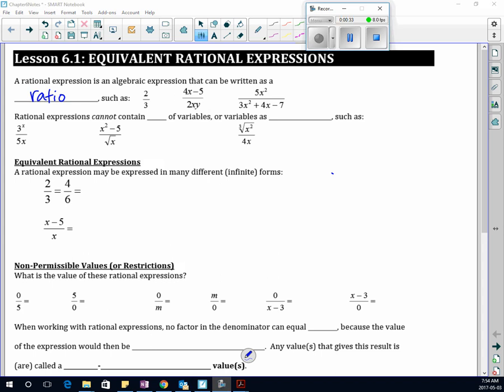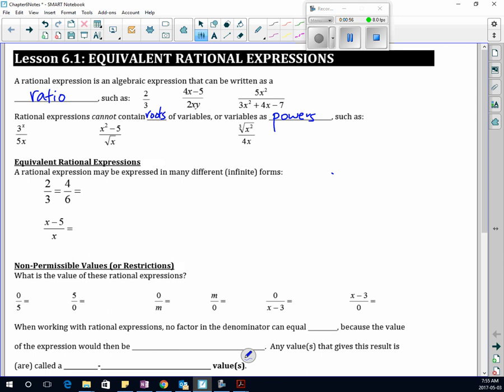So rational expressions cannot contain roots of variables or variables as powers, such as this. Now, equivalent rational expressions. You can write basically a fraction an infinite number of ways.